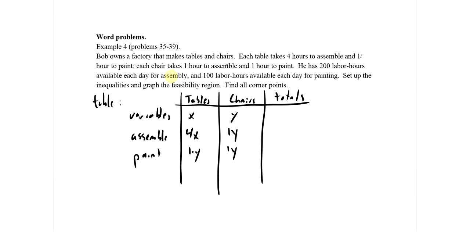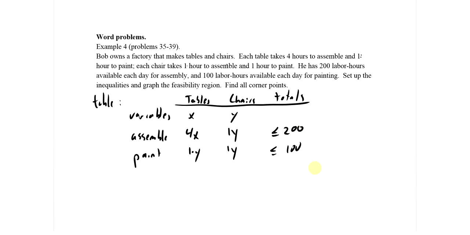Okay, 200 labor hours available each day for assembly. What does that mean? Well, you can't go over 200, right? So when we're thinking about this budget here, you have enough people so that you can spend 200 hours a day assembling things, but you can't do more than that because you just don't have enough people. So the hours for assembly has to be less than or equal to 200. Likewise, the hours for painting has to be less than 100. Great. So we can just truncate this table a little bit like that.